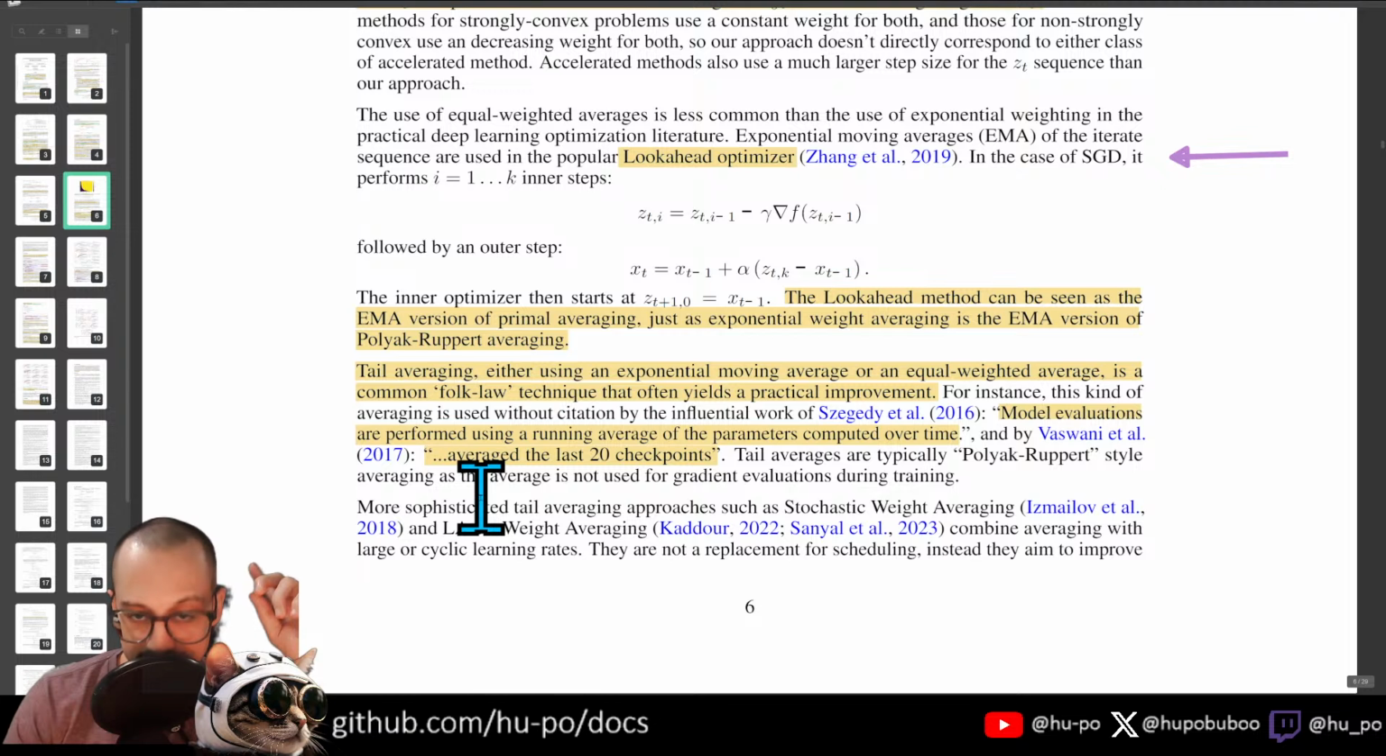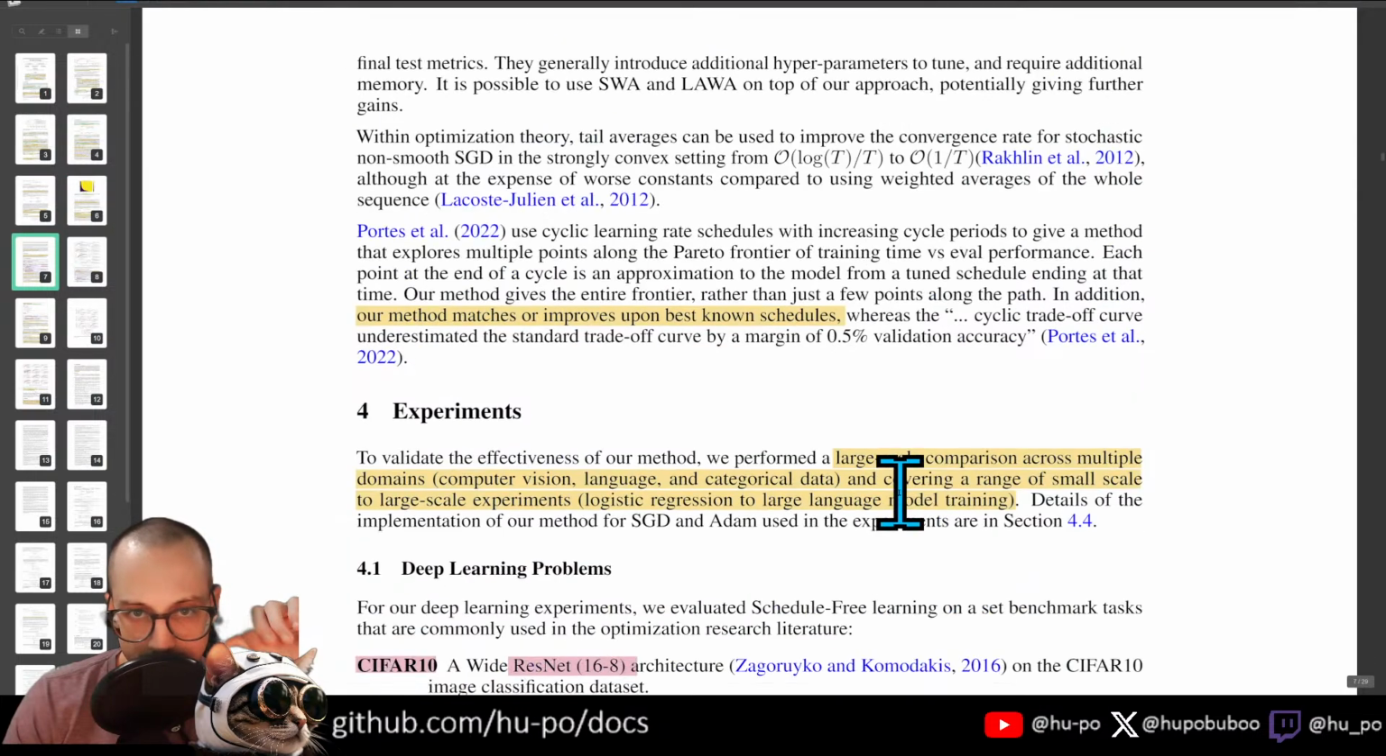More sophisticated tail averaging approaches, such as stochastic weight averaging and latest weight averaging, combine averaging with large or cyclic learning rates. Our method matches or improves upon the best known schedules.